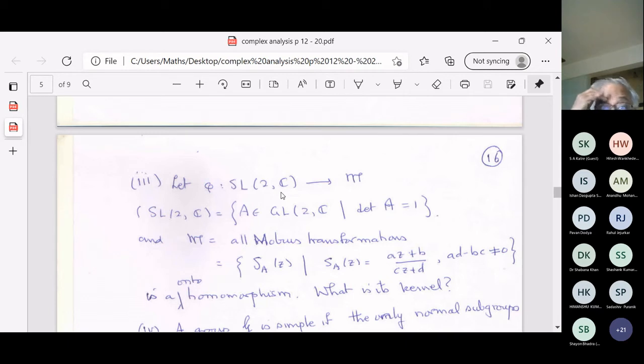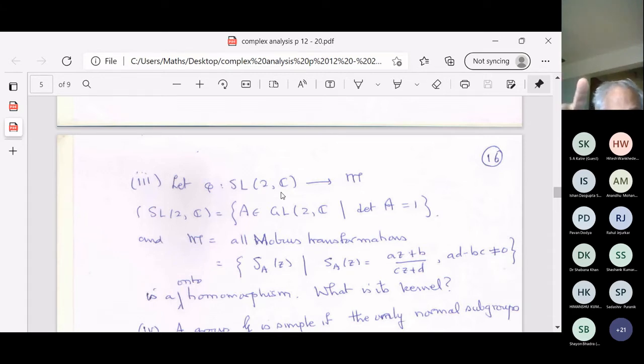I've written it here. SL2C are all invertible 2 by 2 matrices, with entries in the complex numbers, whose determinant is 1. Okay, and this map phi from SL2C to M, the Mobius transformations, is onto. It's not 1 to 1.